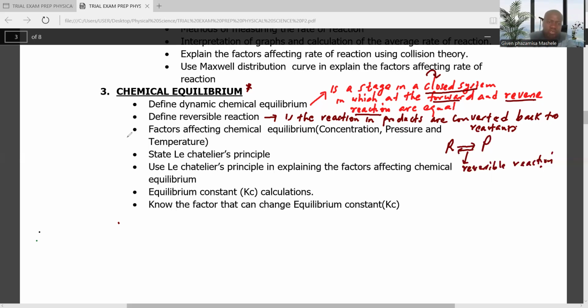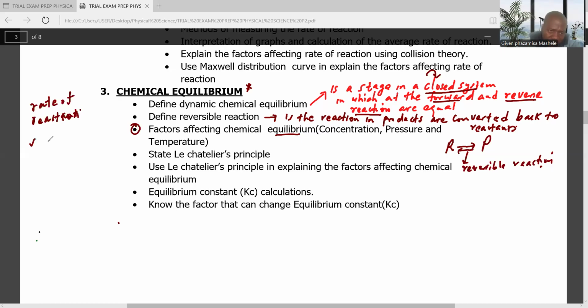Then next, you need to be able to know the factors that are affecting chemical equilibrium. Let me say this. Within those 6 factors that are affecting the rate of reaction, which I just said now, the nature of the reactants, the concentration, the temperature, the pressure, the surface area, and the catalyst, it's only 3 factors among those which can affect chemical equilibrium.